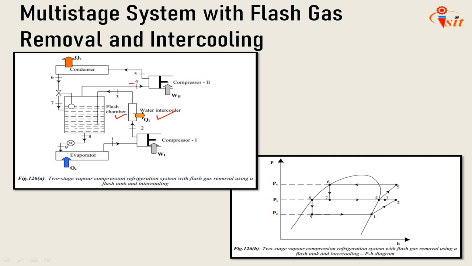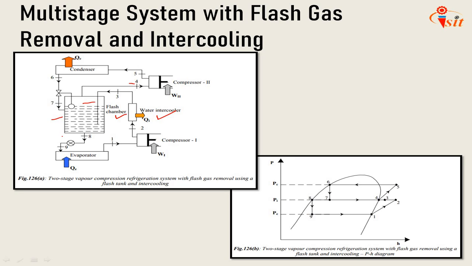The use of a combination of water cooling and flash tank for intercooling reduces the vapor generated in the flash tank. The performance of this system can be obtained easily by applying mass and energy balance equations to the individual components. It is assumed that the flash tank is perfectly insulated and the potential and kinetic energy changes of refrigerant across each component are negligible. So we are not considering PE and KE.